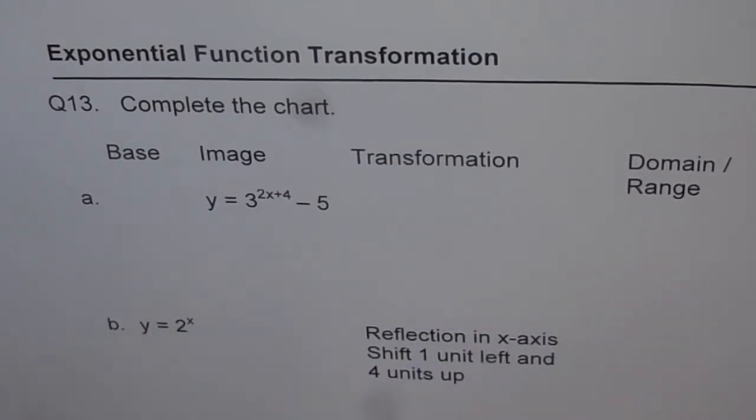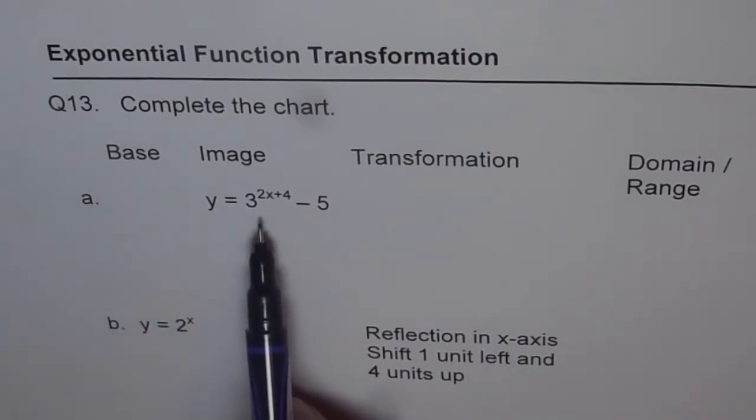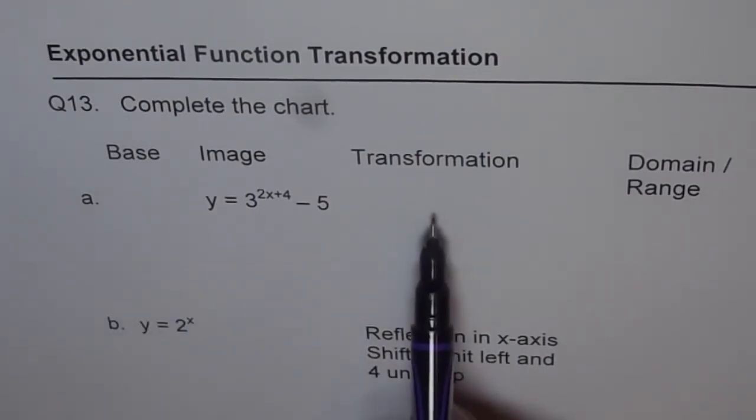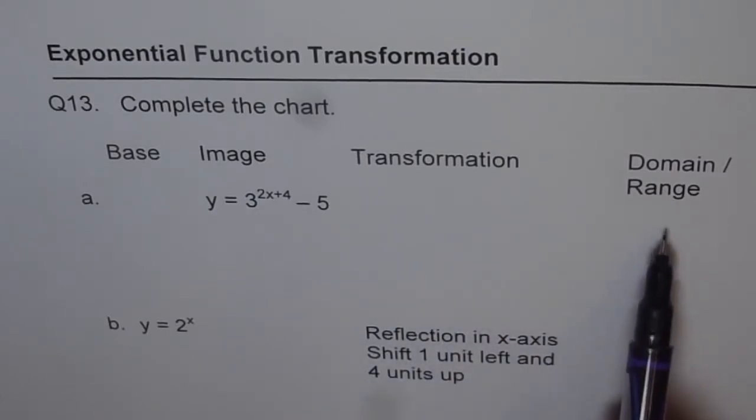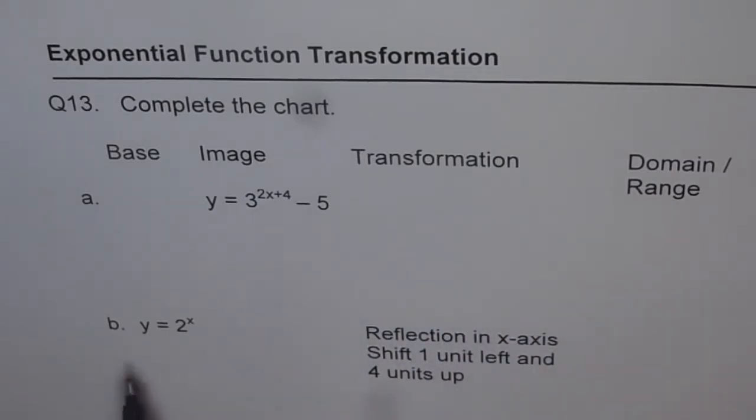And we have two functions. For the first function, we are given the image of the function. We need to find base and transformation and also domain and range of the given function. For the second function, we are given base of y equals 2 to the power of x and the transformation is given to us. We need to figure out what should be the function after transformation and what can be its domain and range. So you can copy the question, pause the video. And once you've done the solution, you can look into my suggestion.